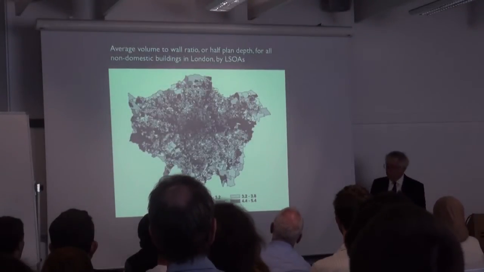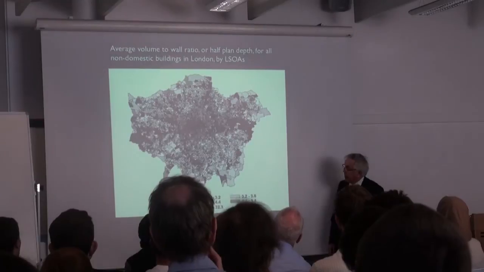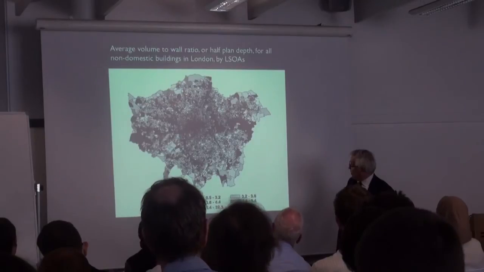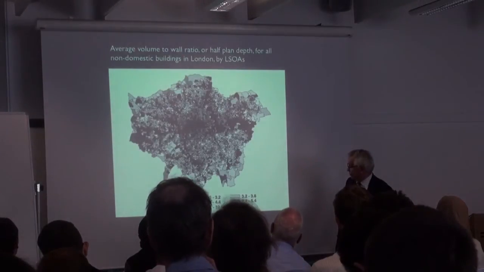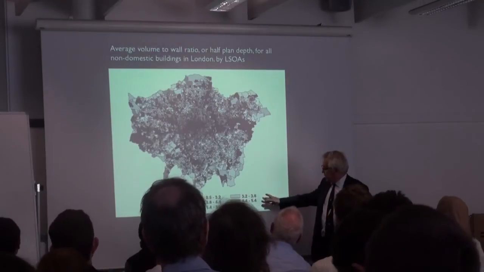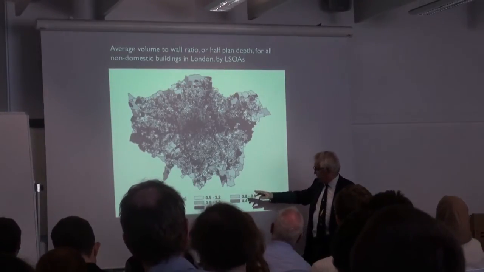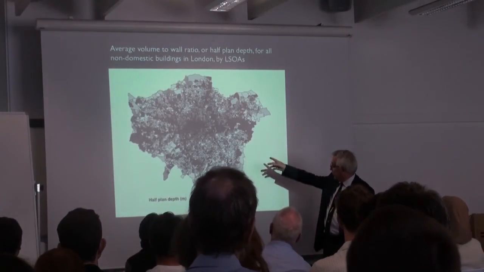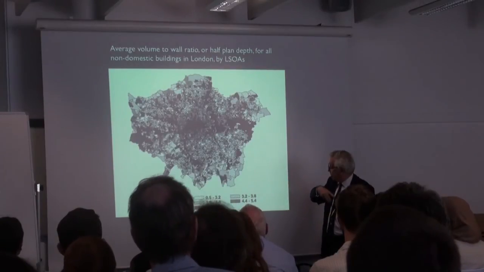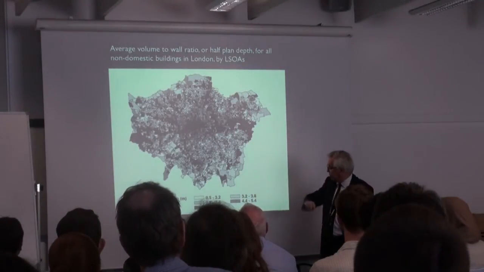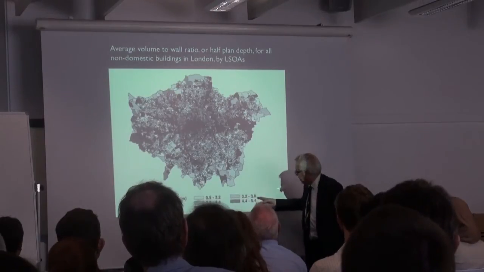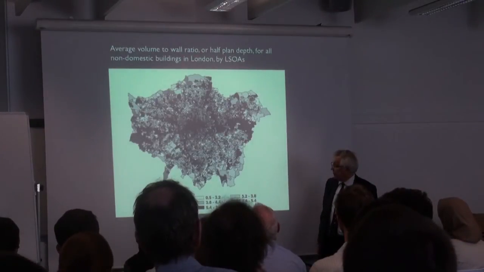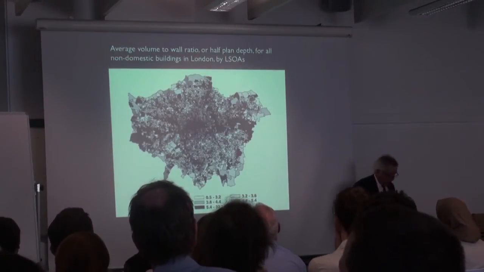This is volume to wall ratio, so this is half plan depth. Again across London, again by these small units, these LSOAs. It's unfortunate that in this particular slide a great range of plan depth have been grouped together in the blacks, which are in the centre and again out to the east, and some rather surprising places, Heathrow. These kinds of depths here, this is half depth, so this is the kind of thing you would expect for domestic or slightly larger scale buildings.